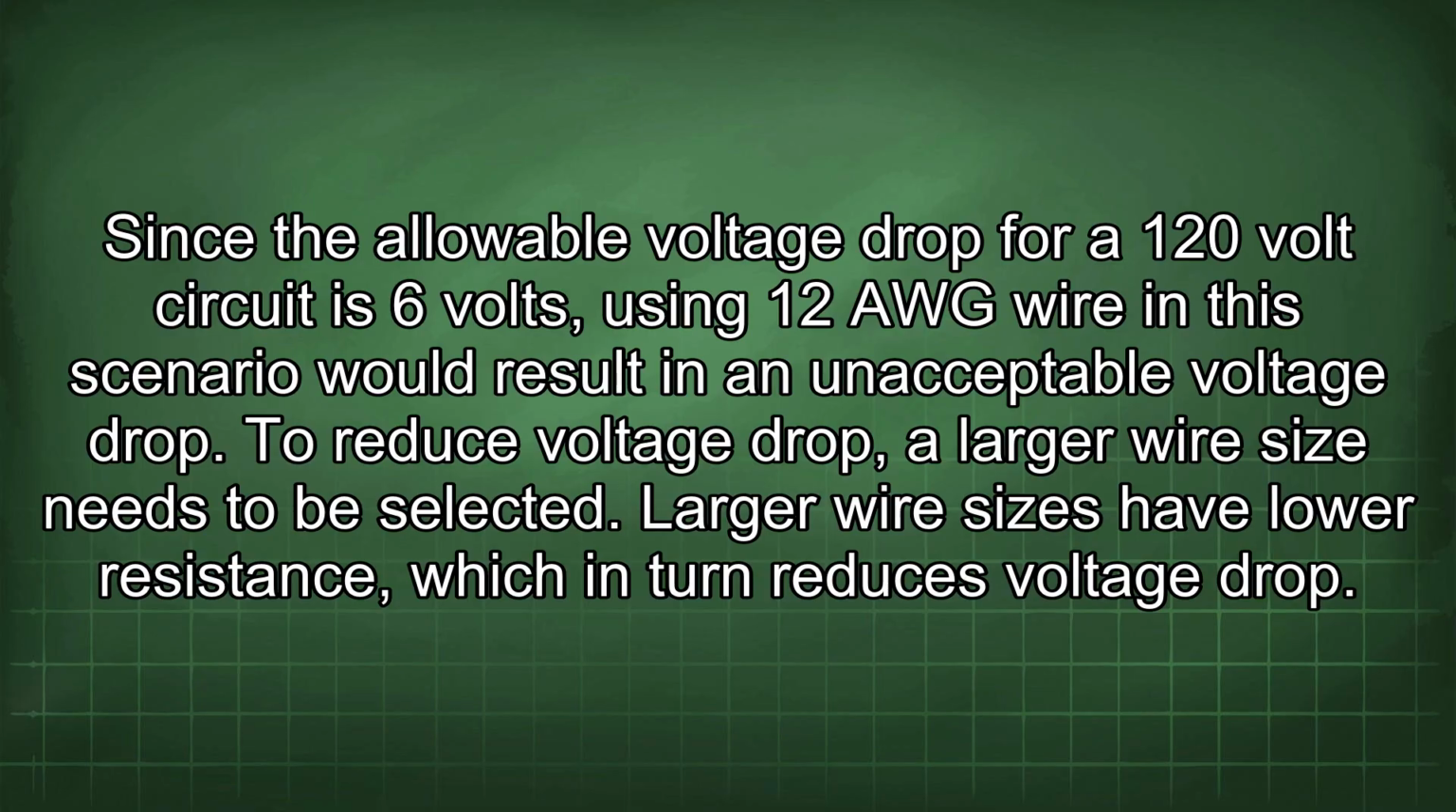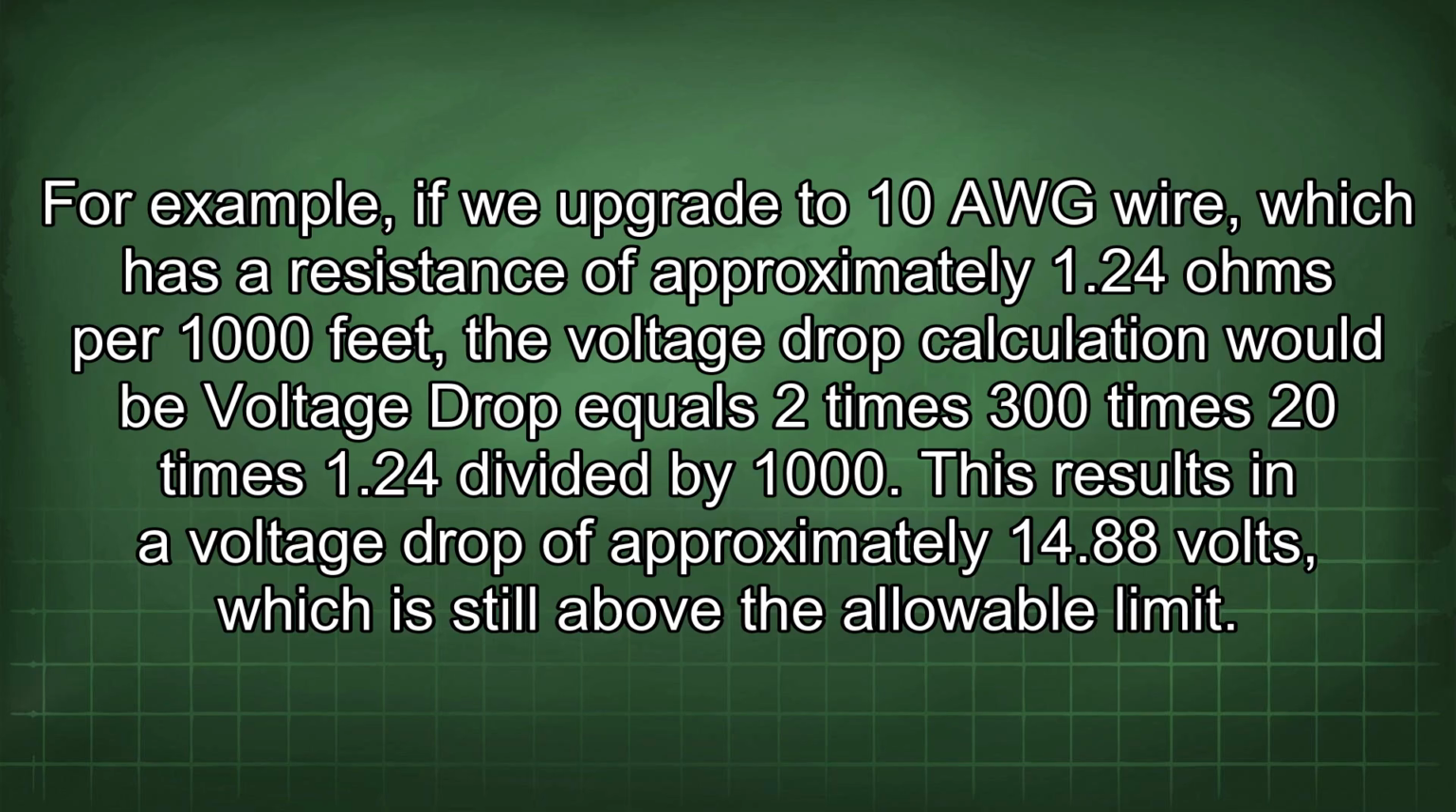To reduce voltage drop, a larger wire size needs to be selected. Larger wire sizes have lower resistance, which in turn reduces voltage drop. For example, if we upgrade to 10 AWG wire, which has a resistance of approximately 1.24 ohms per 1000 feet, the voltage drop calculation would be voltage drop equals 2 times 300 times 20 times 1.24 divided by 1000. This results in a voltage drop of approximately 14.88 volts, which is still above the allowable limit.